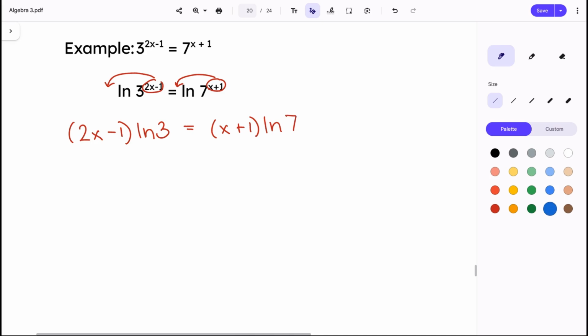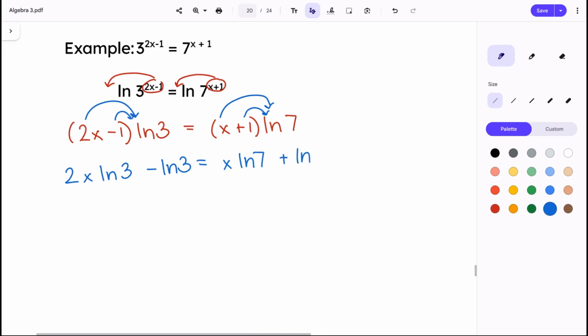What I'm going to actually do here, because my exponents are a little bit more complicated, is distribute them to the natural logs that follow. So I'm going to take 2x and distribute that to the natural log of 3, and I'm going to take x and distribute that to the natural log of 7. Okay, so there's my new expression.